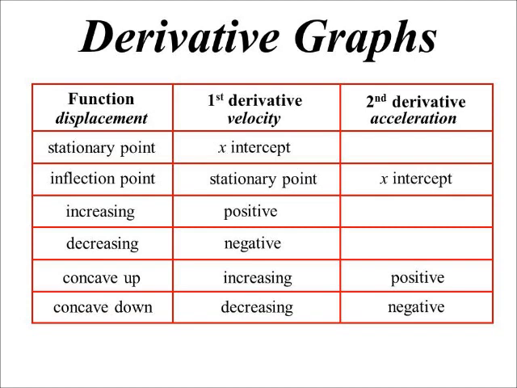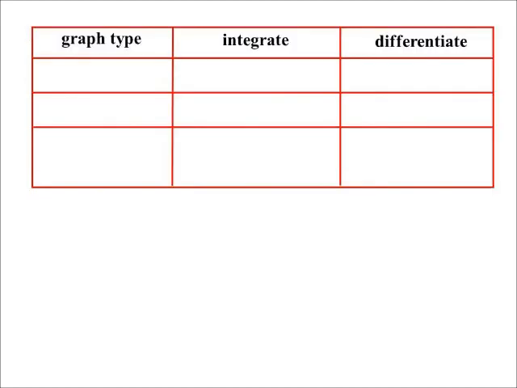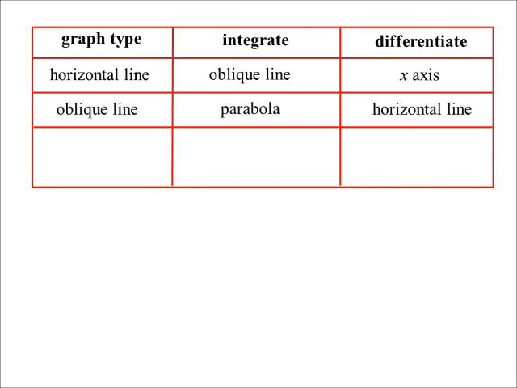Now, I always like to draw the three graphs underneath each other, and then I just vertically translate the information. Well, what type of graph? If the graph is a horizontal line, that's telling me y is equal to a constant value. So if I integrate it, I should get an oblique line, so a line at an angle. But if I was to differentiate it, I should get the x-axis. Differentiate a constant, you get 0. If the original graph was an oblique line, then when I integrate it, I should get a quadratic, so a parabola. If I differentiate it, I'll get a horizontal line.